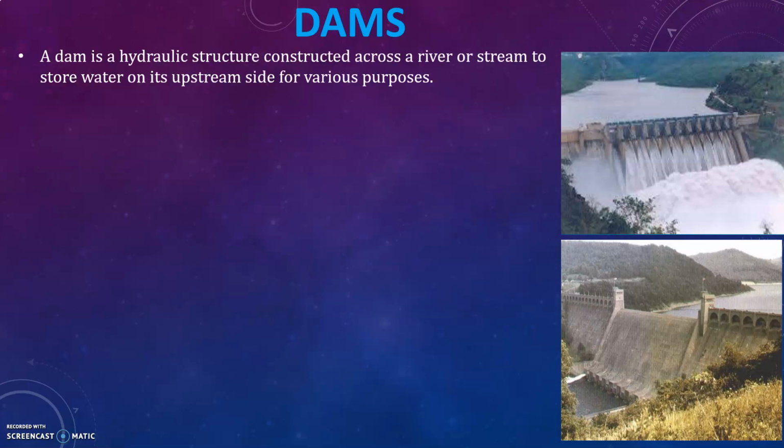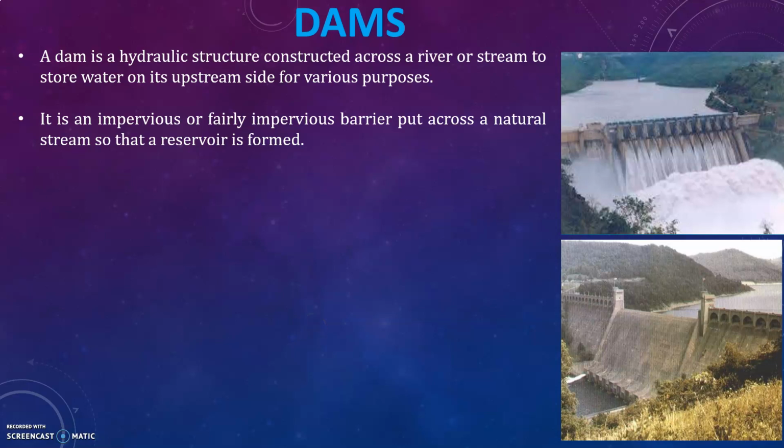All of us know a dam is a hydraulic structure constructed across a river or stream to store water on its upstream side for various purposes. It is an impervious or fairly impervious barrier put across a natural stream so that a reservoir is formed. This water is then utilized as and when it is needed.